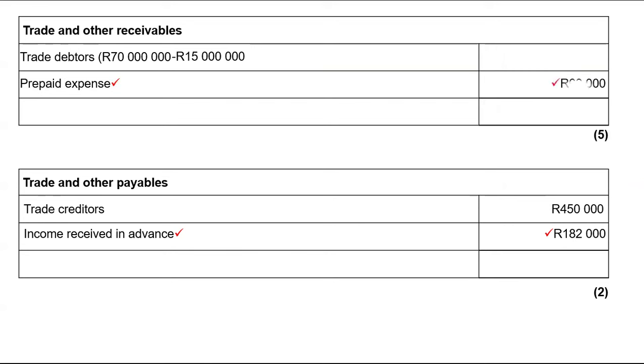Sorry for that. And then you're going to take 70,000 minus 15,000, and that will give you 55,000. Add it with the 60,000, you will get 115,000. And then for your trade and other payables, you will add 450,000 with 182,000. It will give you 632,000.